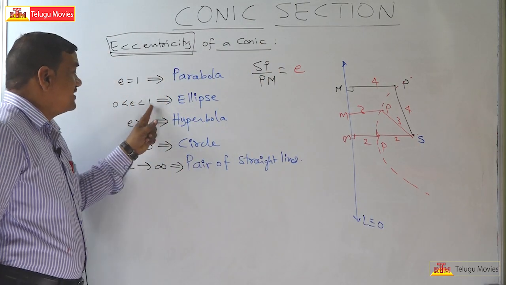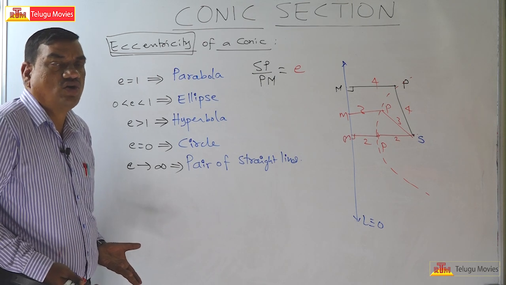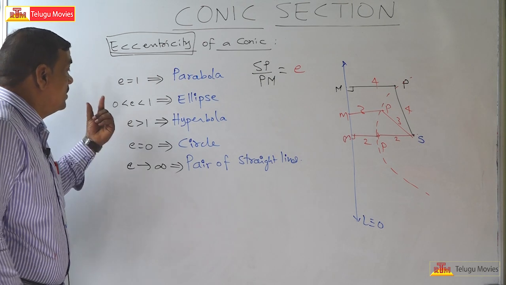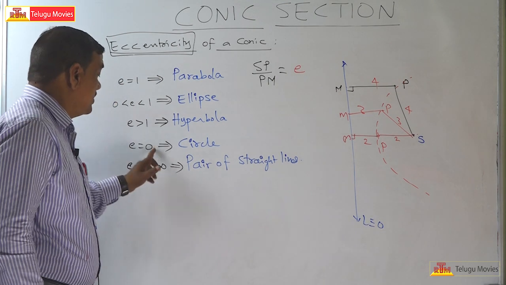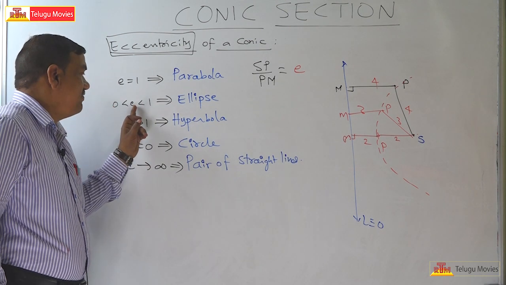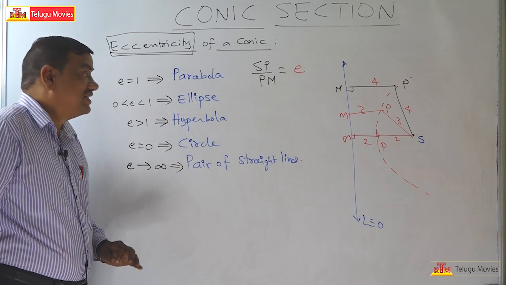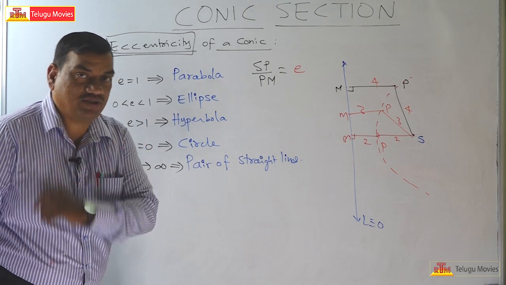If it is less than 1 and greater than 0, obviously E is always greater than 0. Why? Because maybe sometimes there may be a possibility of getting 0 also, that is what we are seeing here. So, from 0 to 1, if the E value is less than 1, that means the eccentricity is less than 1, and the shape of that conic is named as ellipse.